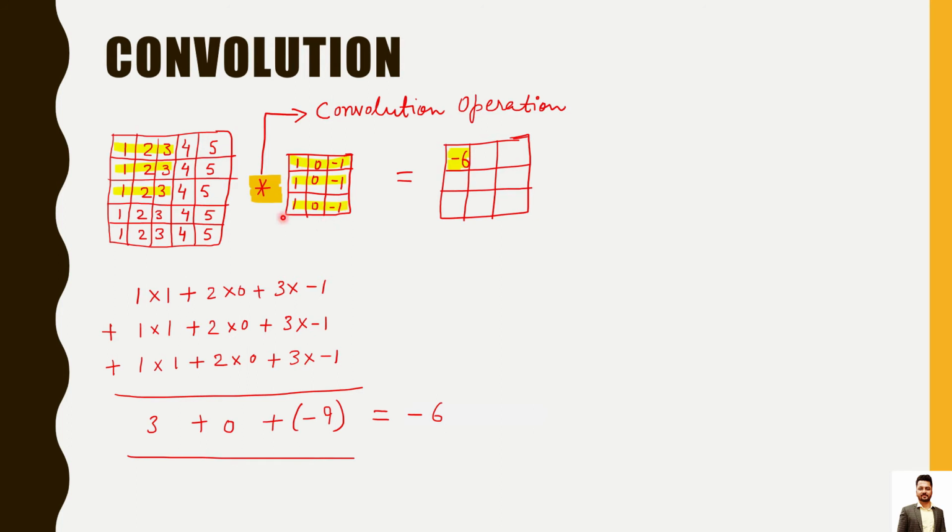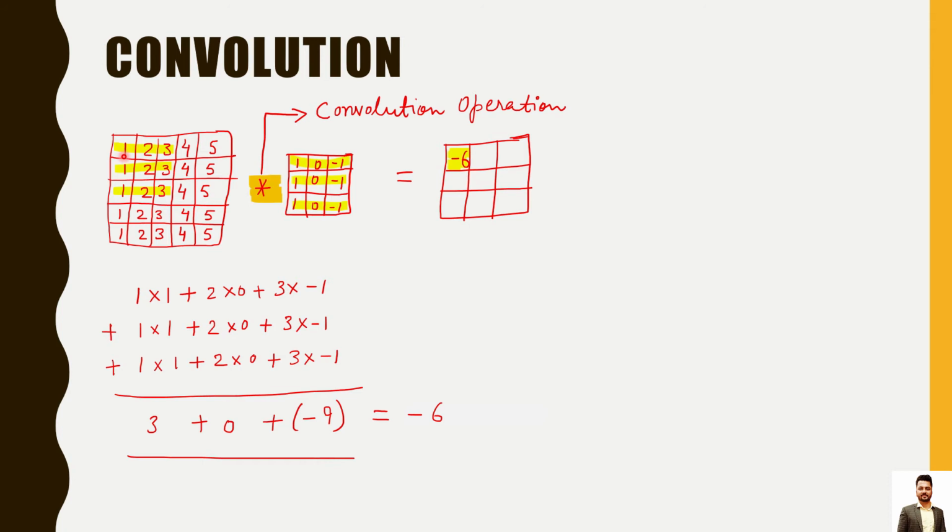So when you do it row wise, it will be something like this: 1 into 1 plus 2 into 0 plus 3 into minus 1, and similarly for the next two rows. And when you do the summation, you will get this answer of minus 6 in this case. This minus 6 is the value which will be filled into the first location of the final output of doing the convolution over this image.